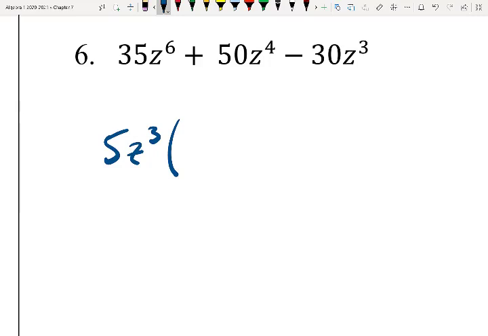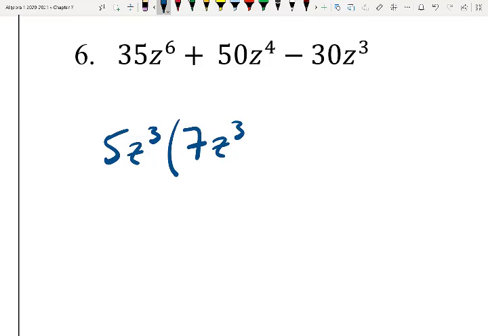So going back to the inside of my parenthesis here for my factorization, again, inside the parenthesis is what I have to multiply my GCF by to get back to my original. So 5 times 7 would give me 35. If my z to the third power is my GCF on the outside, I need 3 more z's to get back up to z to the 6th. So that's my first term.